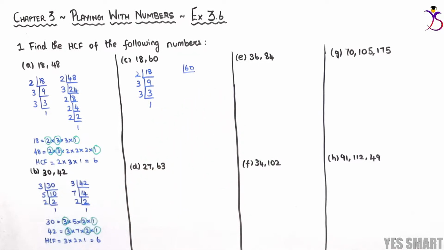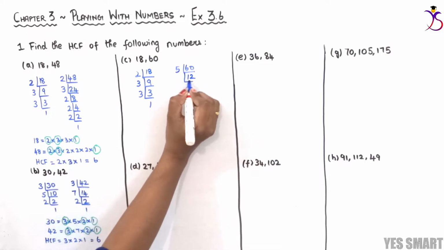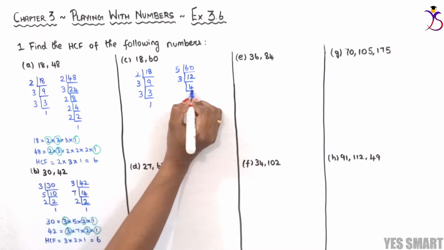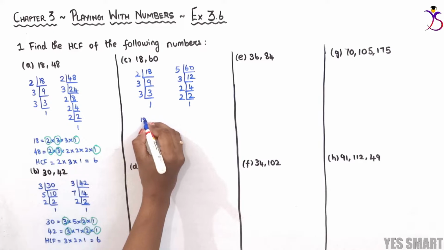And for 60, I can start with the 2 table or 3 or even with 5. I prefer the 5 table. Higher the value, shorter the division. If I start with 2, this prime factorization will be longer. No matter, the answer is the same, but to keep it short, I am going to start with 5, which is also a prime number. 5 12s are 60, 3 4s are 12, 2 2s are 4, and finally 2 1s are 2.